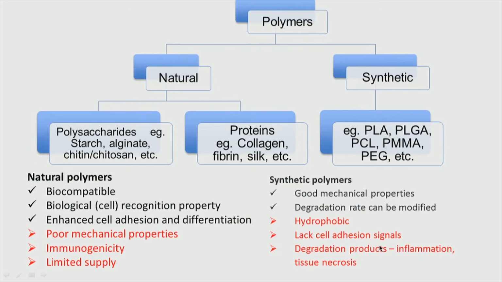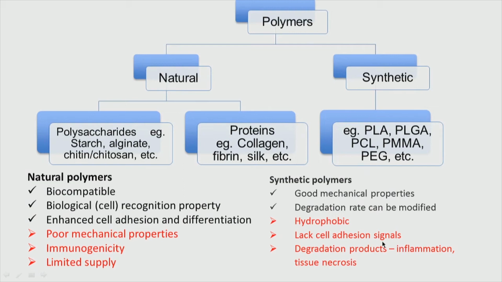If there is a very small amount of unreacted monomer present which could be toxic to the system, or if there are any degradation products or leachants leaching out which could be toxic, then that could be problematic when it is used as a biomaterial. So, there are a lot of advantages and a few disadvantages which need to be addressed when you are using synthetic polymers.